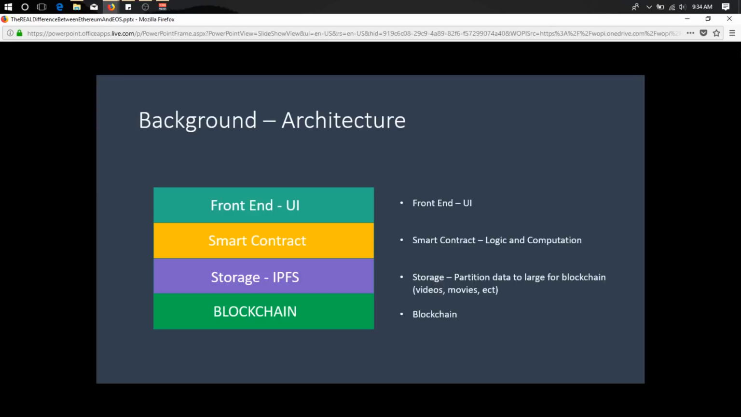Then you have a storage provider for storing files that would be unnecessary to put on and hog the blockchain. An example would be the interplanetary file system, which works like a torrent, where you can look up content based on an address. Therefore, you just have to store files based on that address instead of the entire file itself. And finally, at the bottom, you have the blockchain itself.